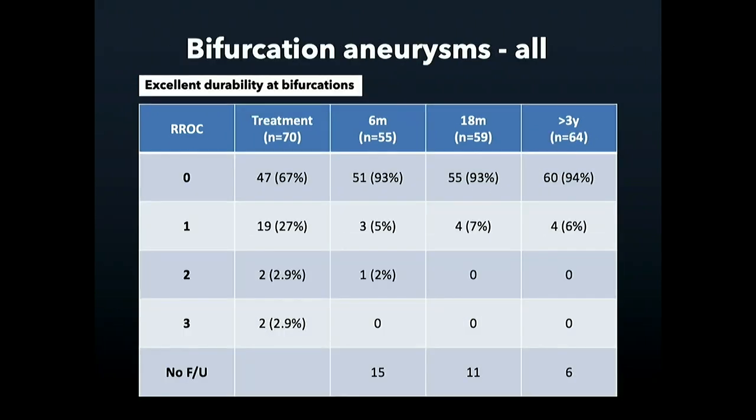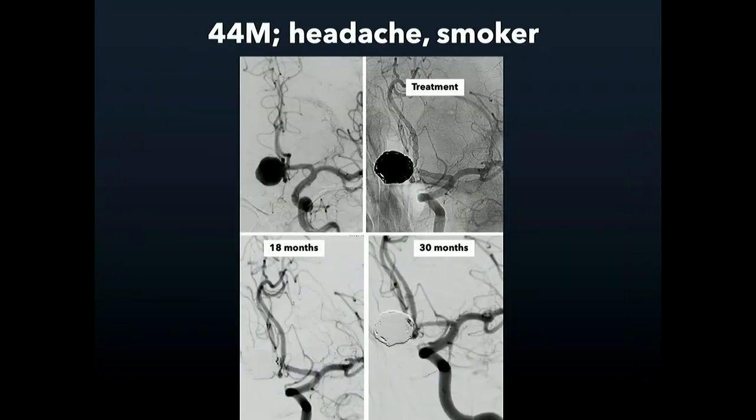We also had very good durability at bifurcations, so 94% were occluded beyond 3 years, and all of them really safely occluded. The remainder are all Raymond-Roy 1 at 3 years.